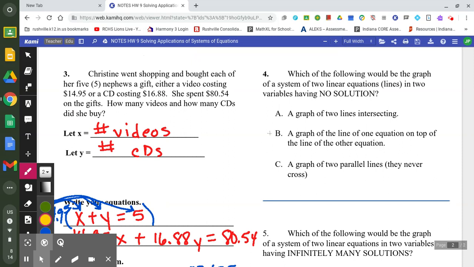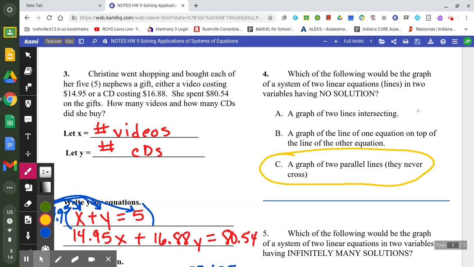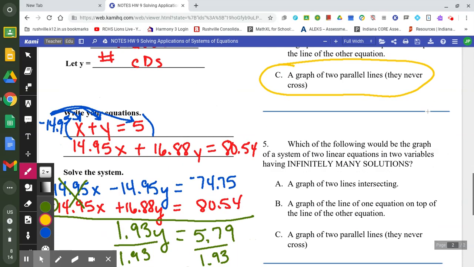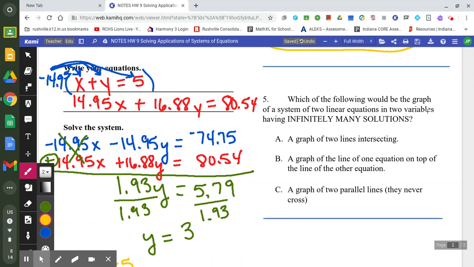So then the last couple: which of the following would be the graph of a system of 2 linear equations, which are lines, in 2 variables, and they have no solution? That means that they are parallel and that they will never cross. And then number 5 will be something like, which of the following would be the graph of a system of 2 linear equations in 2 variables having infinitely many solutions? So that one is a graph of a line of one equation on top of the other line. So in other words, the same line.